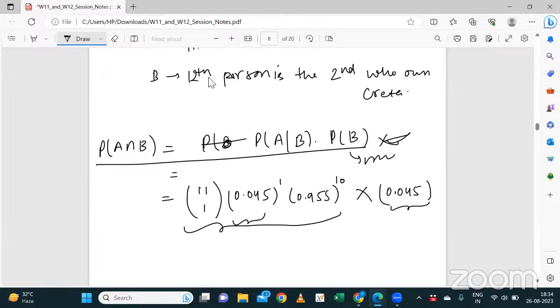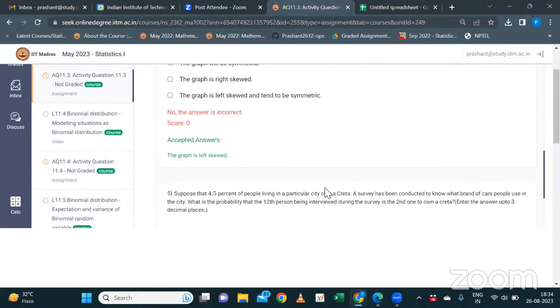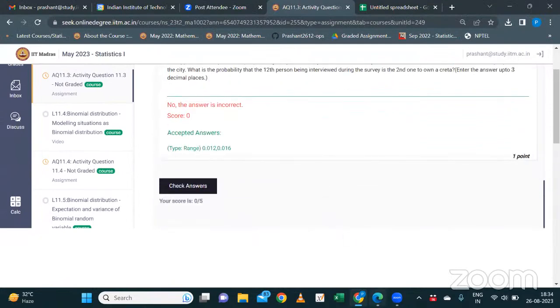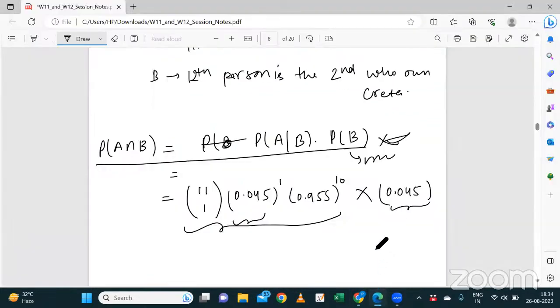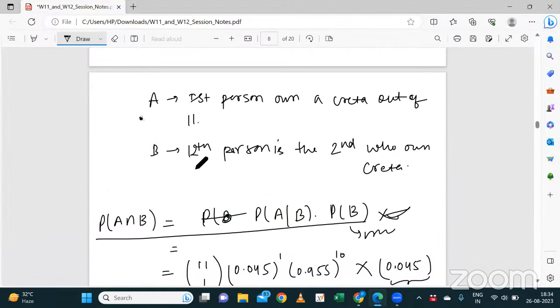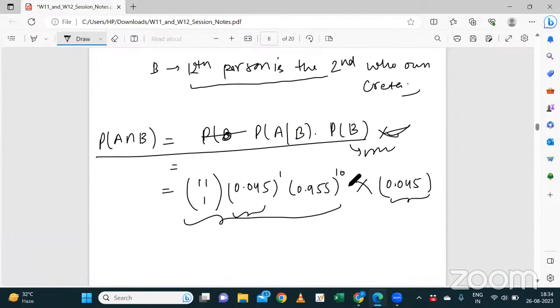Sir, why do we multiply with 0.045? Okay, so what does the question say? The question is saying the 12th person is the second one who owns the Creta, right? Till this point, if you see this box, we are considering only the first person.